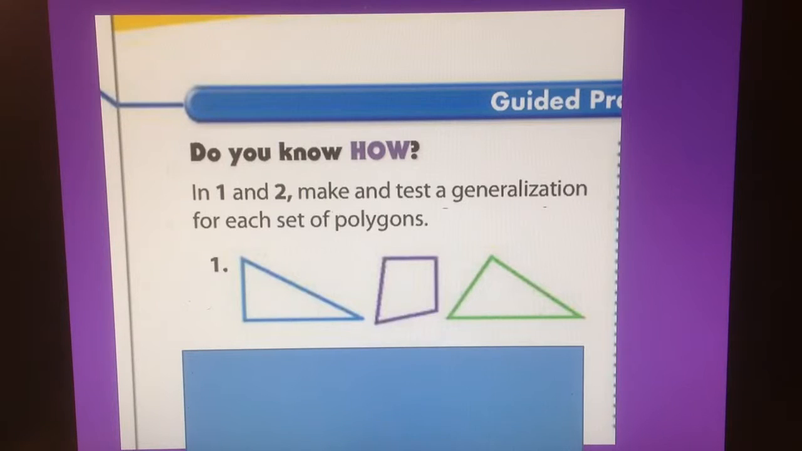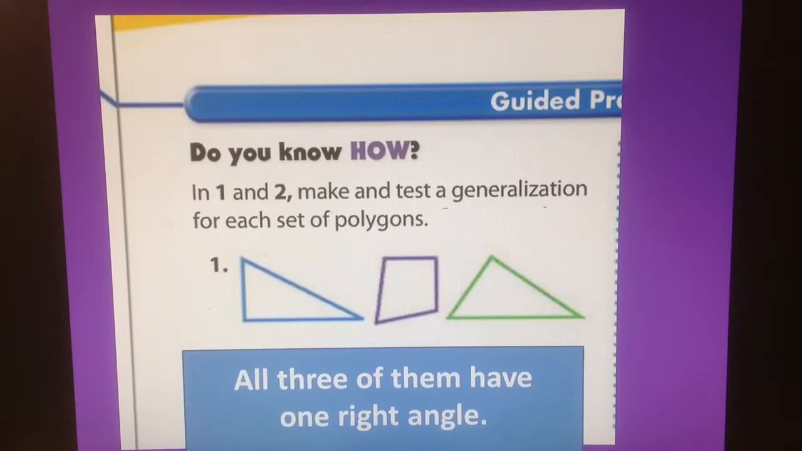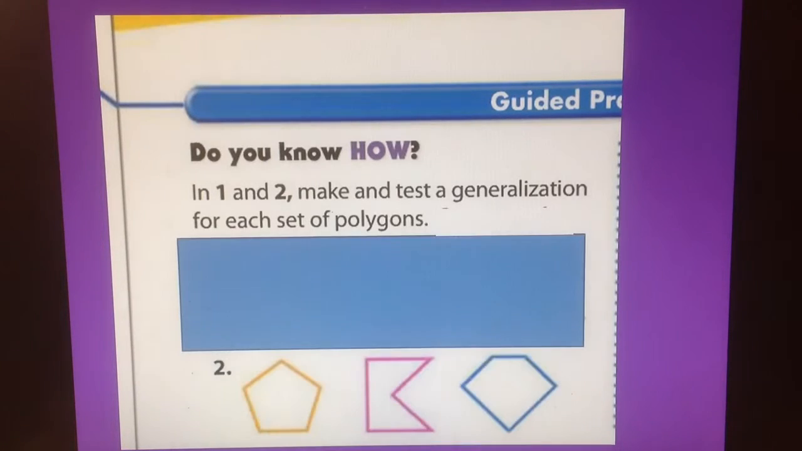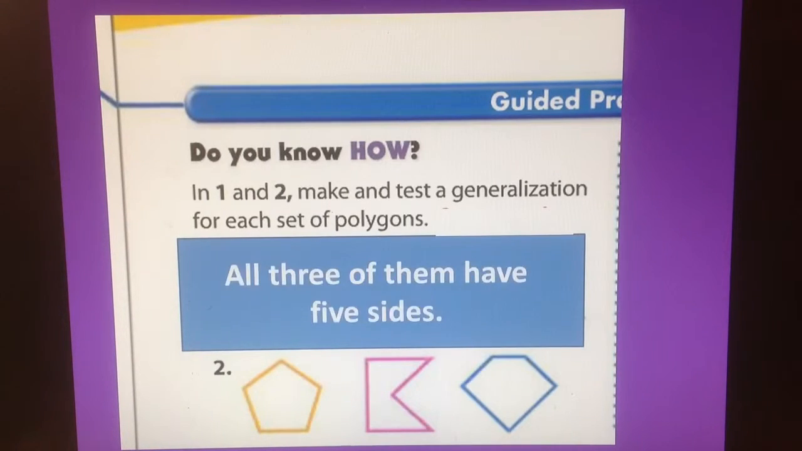Okay, make and test a generalization for each set of polygons. There are more than one correct answer. My student said all of these polygons, all three that we're looking at now, have a right angle. At least one right angle. So that's one correct answer. But there's other correct answers too. How about these three shapes? Let's see, they all have five sides, so we could say that is true for all of them. And there's other correct answers too.